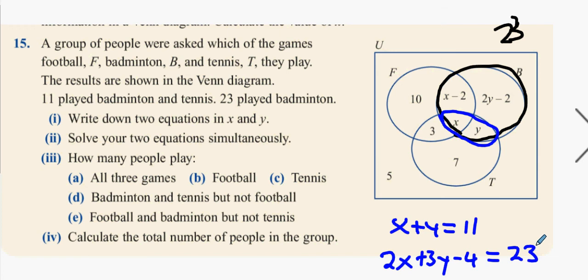Move the 4 over the other side. 2x plus 3y equals 27. You do a simultaneous equation, find the x value, find the y value, sub it back in, answer the questions. You're doing 13, 14, 15 tonight.